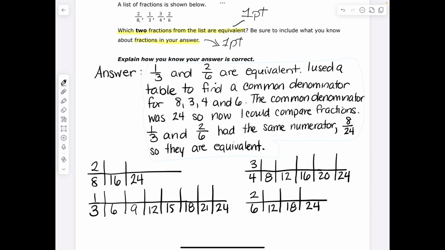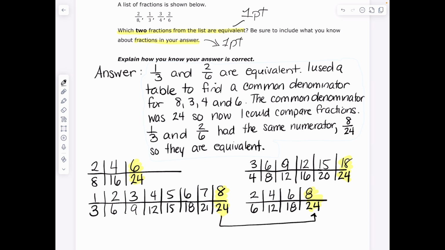So now that I have the common denominator 24, I just skip count by numerators. So 2, 4, 6, and so on up to 8. And I'll go by 3s, 3, 6, 9, 12, 15, 18, and 2, 4, 6, and 8. And now it was really easy for me to compare them and to find the two that were the same.